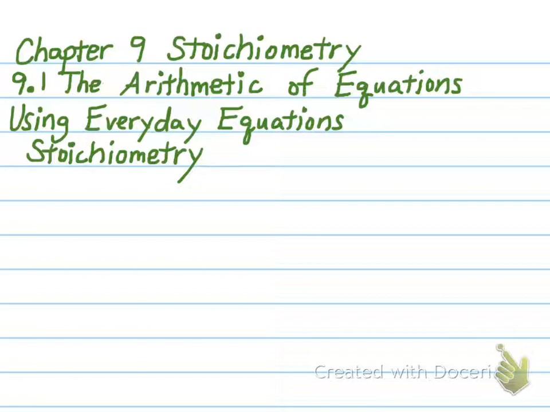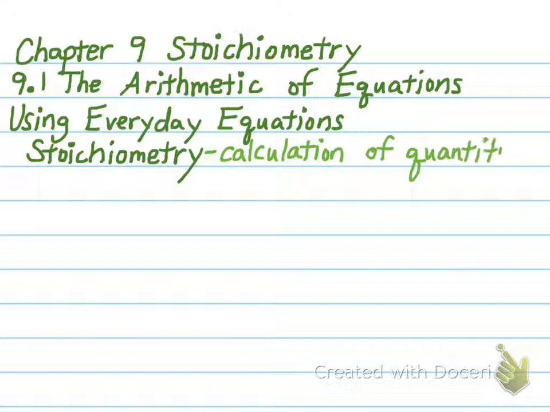So this is called stoichiometry, and this first section is about the arithmetic of equations, and we're going to be talking about using everyday equations. We're going to start by defining what stoichiometry is. Stoichiometry is the calculation of quantities in chemical reactions.